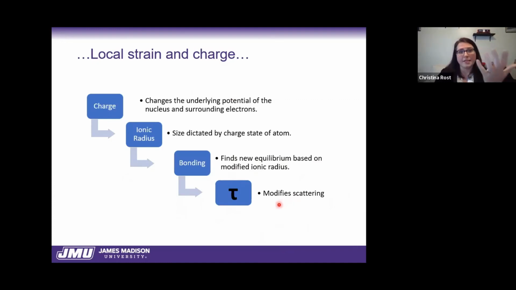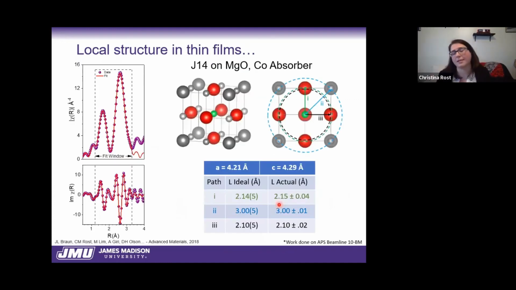So to test that out, we go back to our friend EXAFS. Here I'm showing you the fit of the first technically 3 coordination shells, but it's really 2, of J14 on magnesium oxide. This is about a 150 nanometer thin film, and we're looking at the cobalt absorber. And what we see is that the lattice parameters we know from XRD were pinned in plane, so we're matching the MgO lattice parameter of 4.21 angstroms, and the out of plane lattice parameter is 4.29 angstroms. So we're basically extended out of plane a little bit.